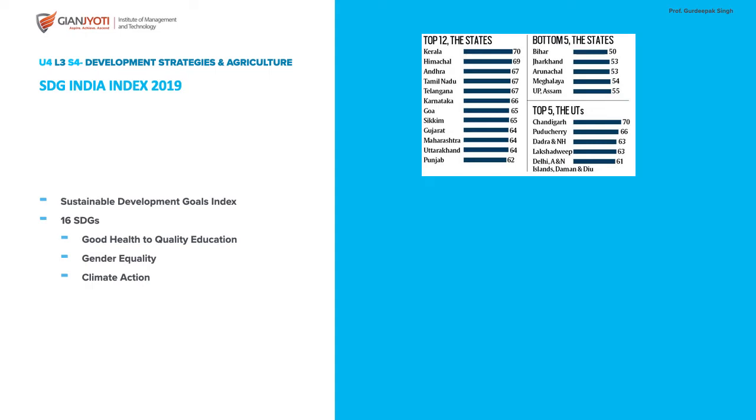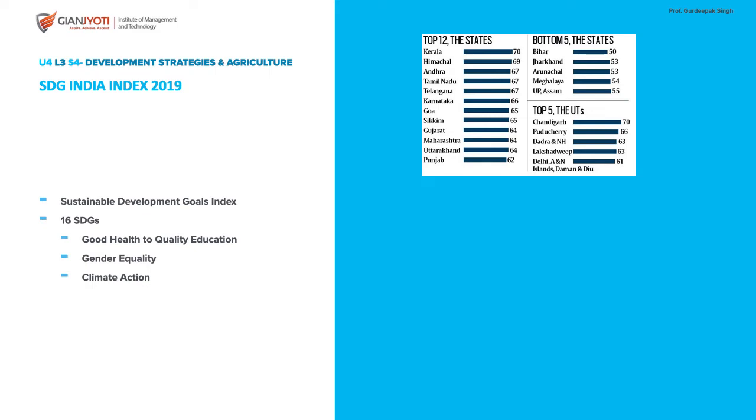India has come up in 2019 with a Sustainable Development Goals Index. So they have put up 16 different criteria for calculating the index, and this is calculated as a maximum index of 100. So every state is given an SDG index in 2019. Now these 16 indices which have been set up as parameters cover all the sustainable development goals that we have discussed, starting from good health to quality education, gender equality, climate action. So on each parameter, each state is judged and then given the SDG.